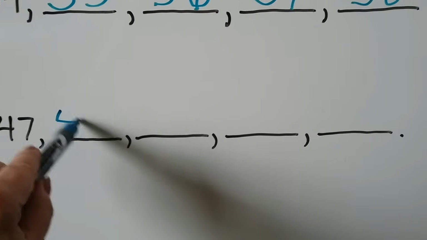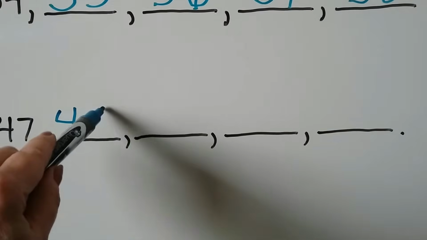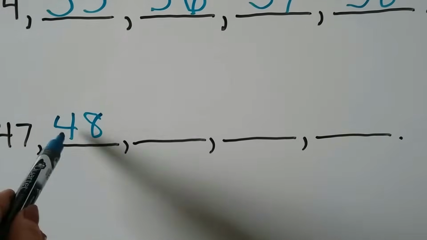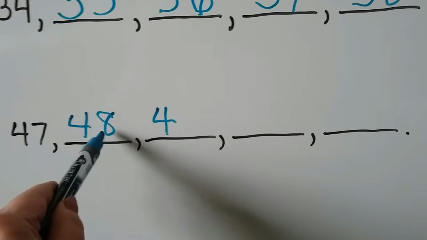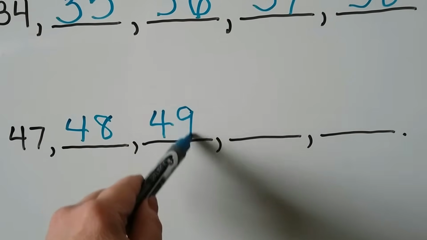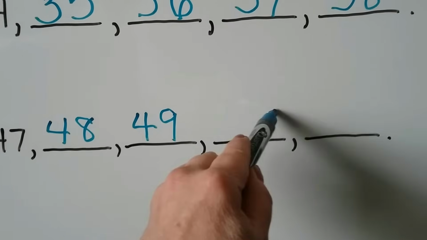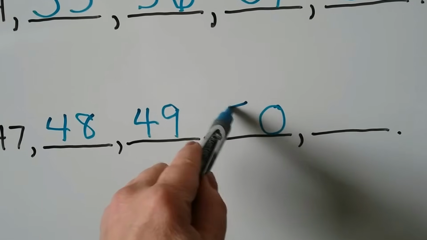Our tens place is going to be a 4, and the ones place is going to go up by 1, so we're going to have 48. Now, we're going to have a 4 in the tens place. The ones place is going to go up by 1, so we're going to have 49. And remember, when the ones place gets to 9, it becomes a 0, and the tens place goes up by 1. So now we have 50.